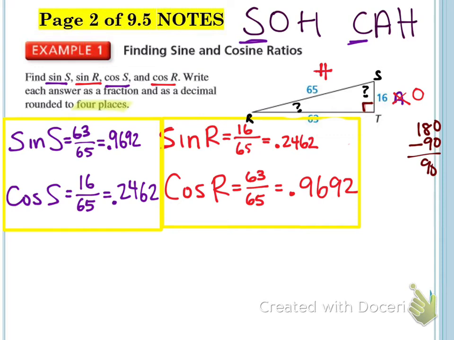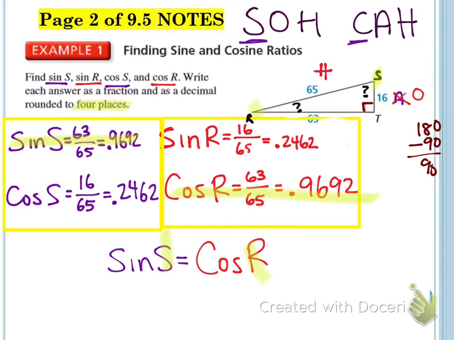So here's what you're going to learn, just like we see here. I'll just take these two as an example. Sine of whatever angle S is will be equal to cosine of whatever angle R is. And I'll show you with numbers. S and R represent angles, right? S represents this angle, R represents this angle. And again, we know these angles add up to 90. So I'll show you with easy numbers how these are equal.